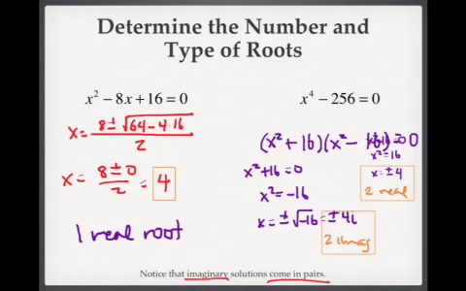imaginary roots. So one thing to notice: imaginary solutions, that plus or minus 4i, they always come in pairs. You're either going to get the plus version and the minus version. So that's something that's helpful to know when you're trying to find roots or when you're trying to build equations from roots.